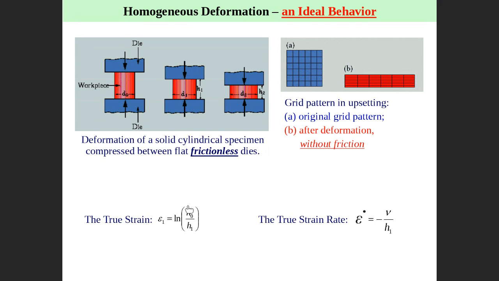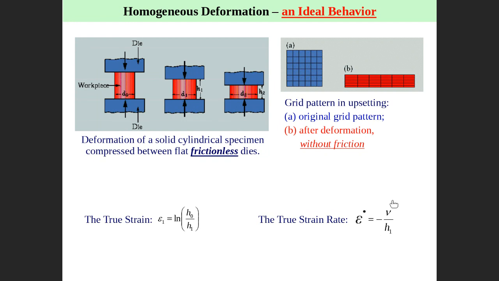Then strain will be ln H0 divided by H, where H0 is the initial height. H1 is the final height, and H2 is the height at the end. Strain here is ln H0 divided by H1, strain here is ln H0 divided by H2. It depends on the stage, so the strain changes at every stage. When you reduce the height more, you get a different strain.